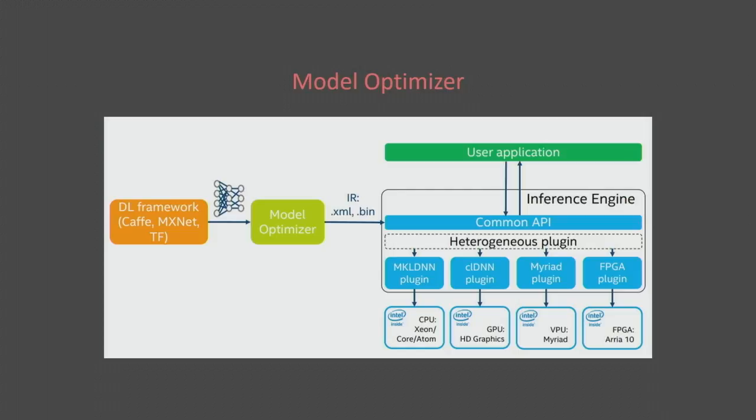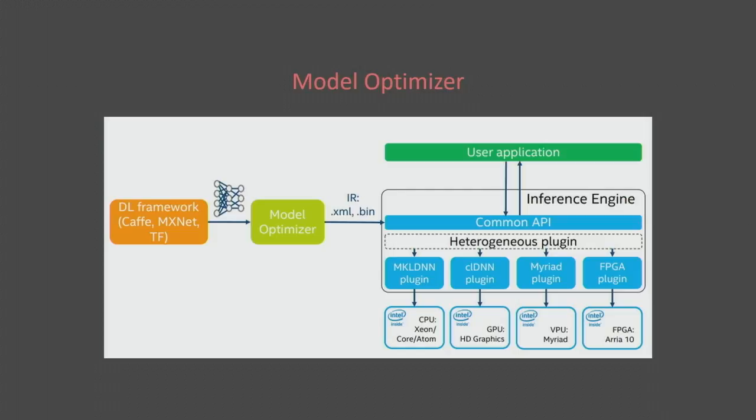So here's how it works. As I said before, you have your deep learning framework, like TensorFlow or Caffe. And then you use a tool called a model optimizer. It sounds fancy, but it's actually super simple to use. You're going to see in the next slide how simple it is. And after that, you can just use the output, which is an XML and a binary file, in your application, and you can use it on any type of device.